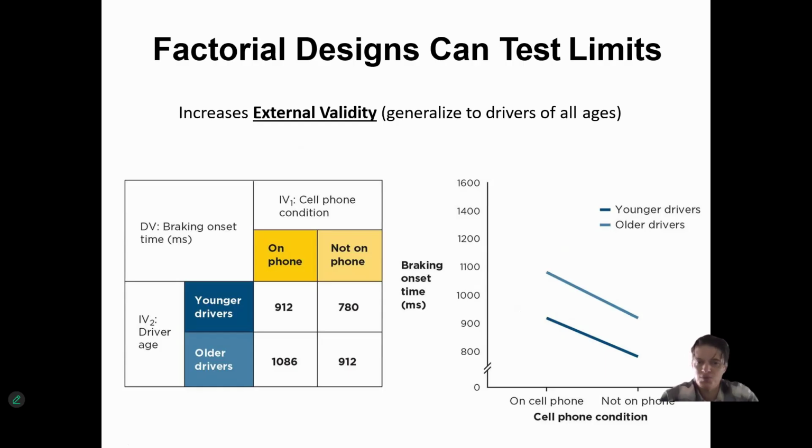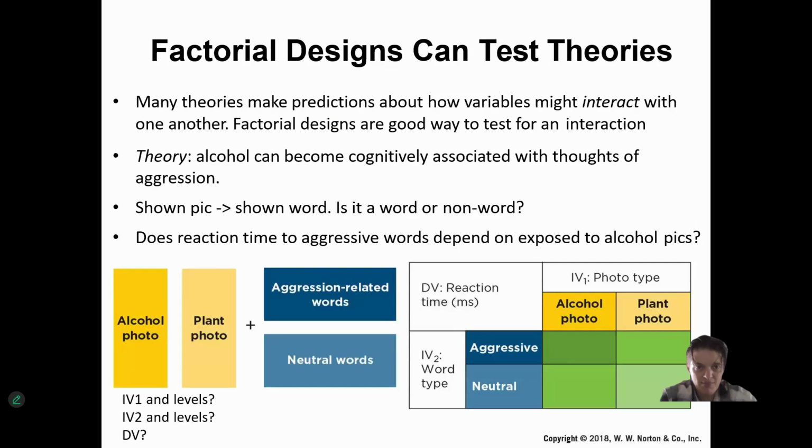This also helps us to increase external validity. If we're testing younger drivers versus older drivers, we might be able to generalize this to drivers of all ages. Instead, if we were only testing driving and on the phone or not on the phone, and we didn't take into account different ages, we might have some external validity or generalizability issues. So this gives us a little bit more strength and allows us to, again, test those limits.